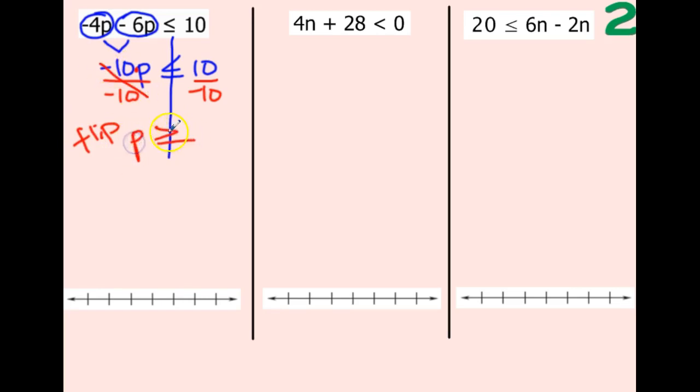So we have p is now greater than or equal to 10 divided by negative 10 is negative 1. So negative 1, 0 would be towards the right, and then there's negative 2.